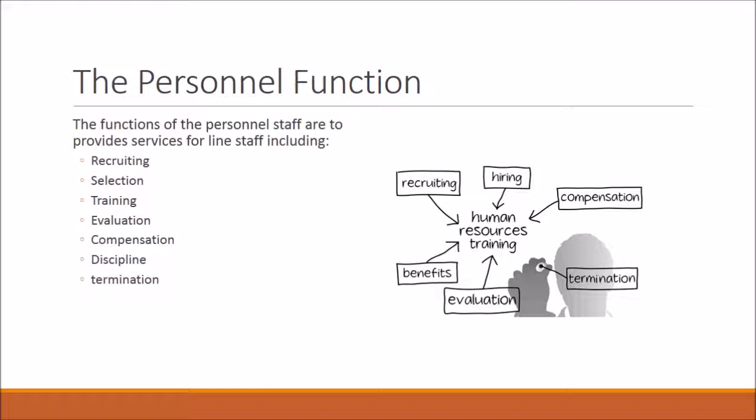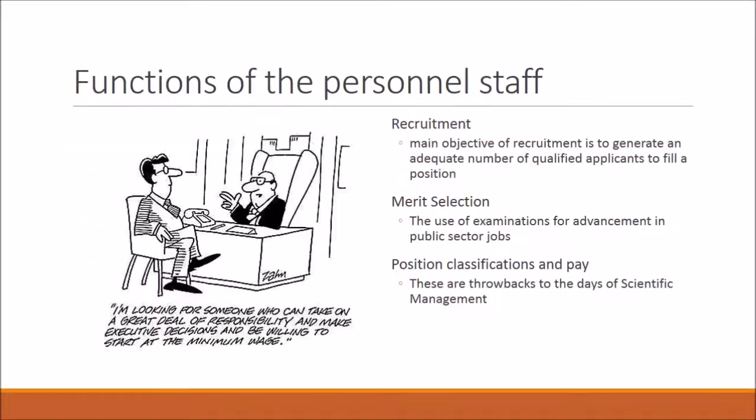Those services can include recruitment, selection or merit selection, training, evaluation or performance appraisals, compensation, which includes position classification and pay, assistance in discipline, and assistance in termination when that would become necessary. Now let's take a look at a few of these in more detail. Three critical functions that human resources staff play are recruitment, merit selection, and determinations of position and pay.